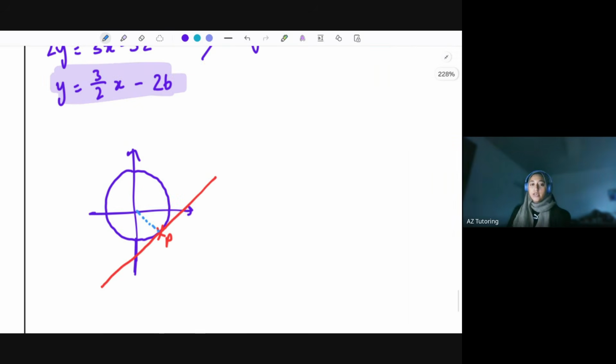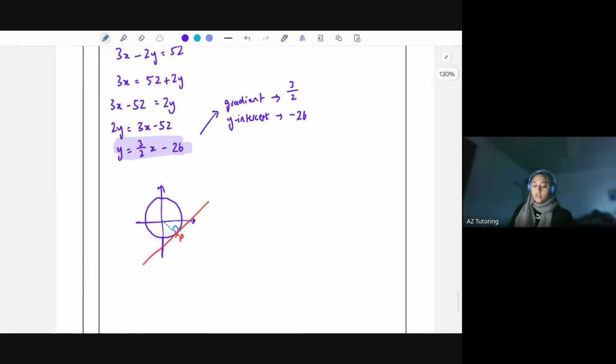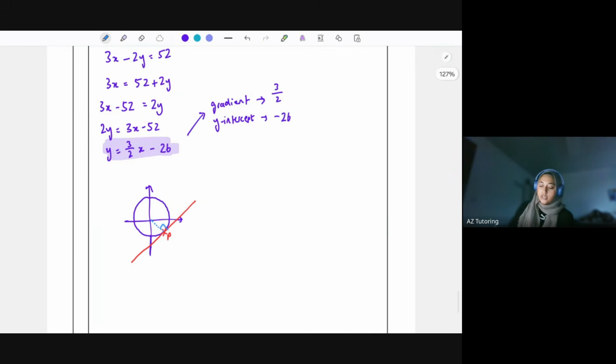Now what's special about that is, what does one of the circle theorems say? That tangents always meet the radius at 90 degrees. So this here is 90 degrees. So that means that both these lines are perpendicular to each other. And if they're perpendicular to each other, I'm going to find out the equation of that blue line.